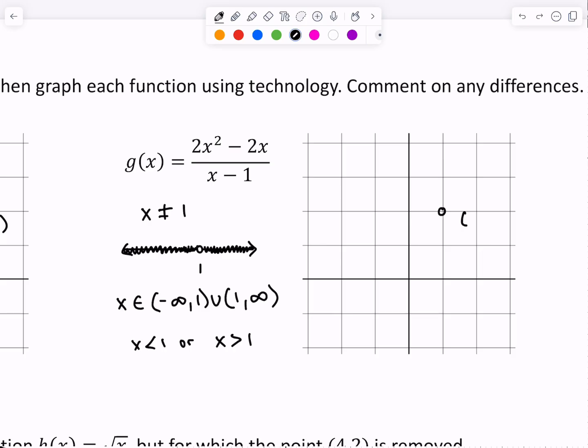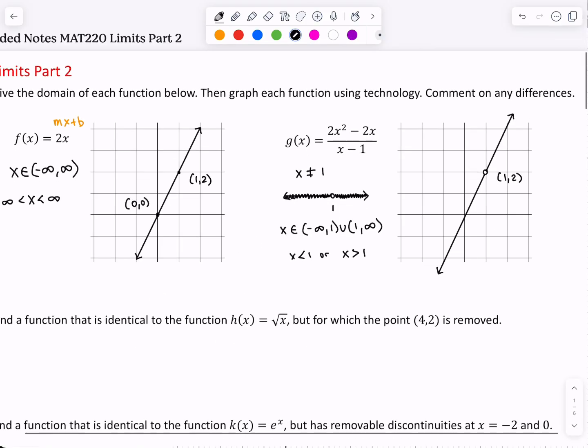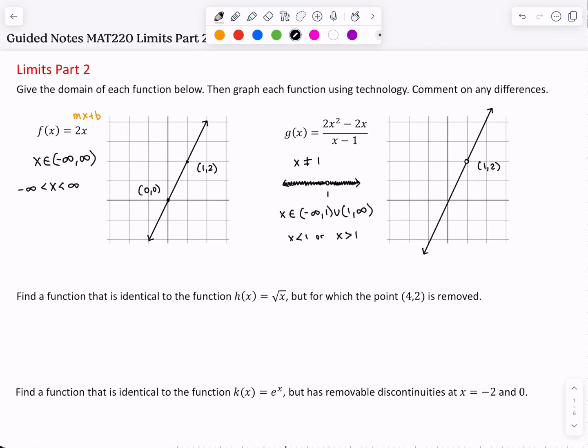Back in our notes, let's graph this hollow point at (1, 2), and then graph the rest of the line. Notice that the two functions are identical, except that g of x has a domain restriction at 1, hence a missing point at (1, 2). Now we can consider the limit as x approaches 1 from both sides of g of x, and we will get a value of 2, which is the y-coordinate of that missing point. Similarly, we can do the limit as x approaches 1 of f of x, which is a continuous version of g of x. And we're also going to get a limit of 2.